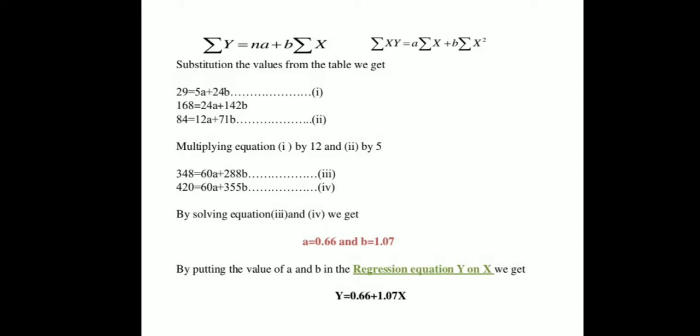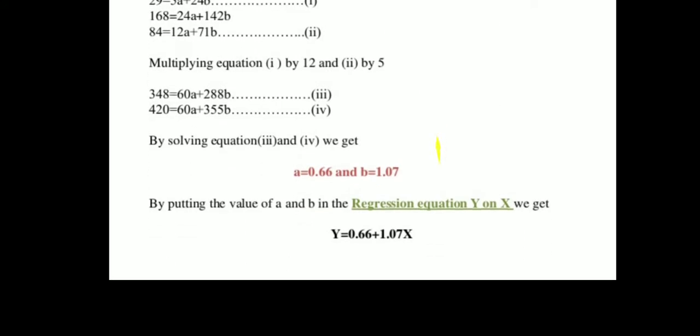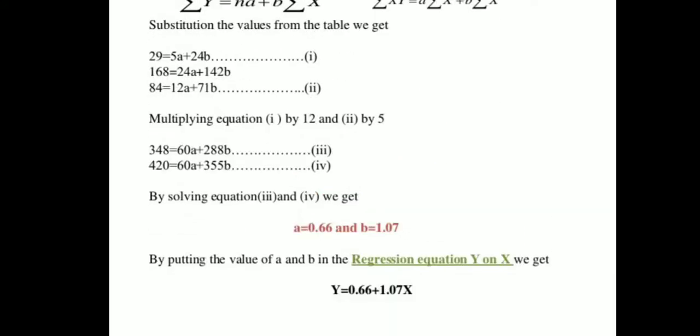Now if you subtract equation 4 minus 3, the 60a is cancelled, and hence you get the value of b. Then substitute the value of b in any equation and find the value of a. That gives a equal to 0.66 and b equal to 1.07. Substituting in the regression equation y equals a plus bx, we get y equals 0.66 plus 1.07x. This is the regression equation of y on x.